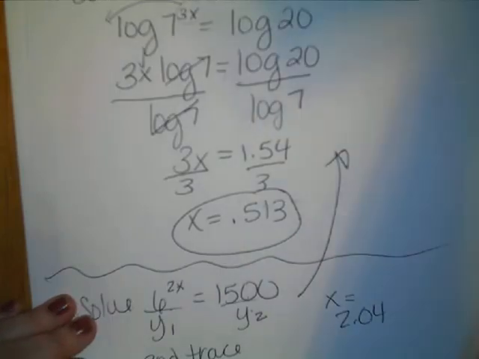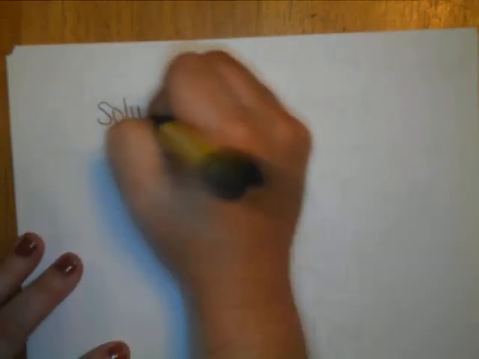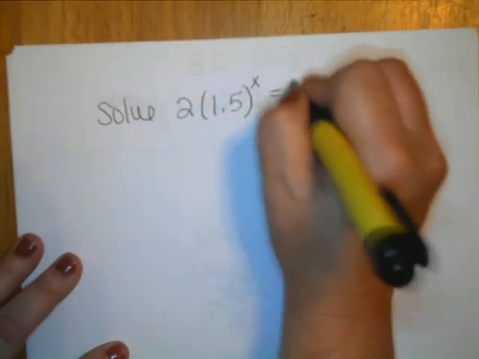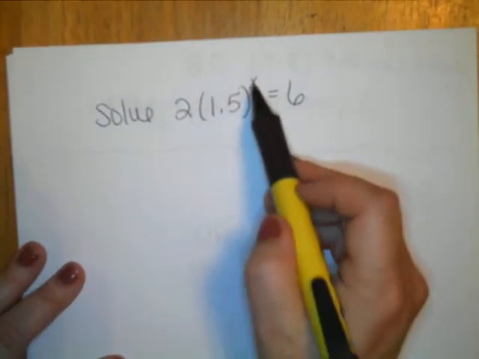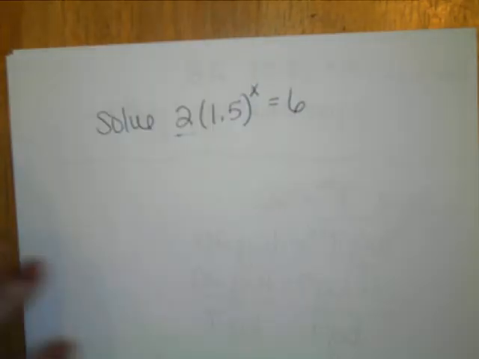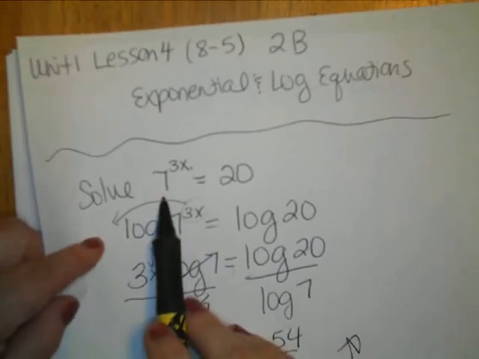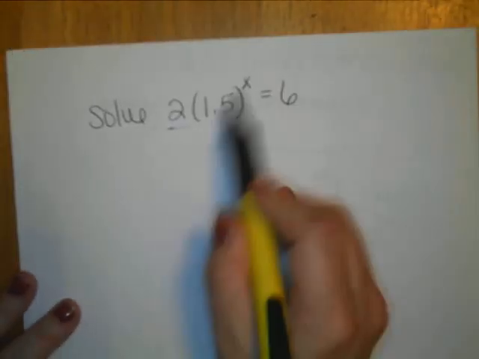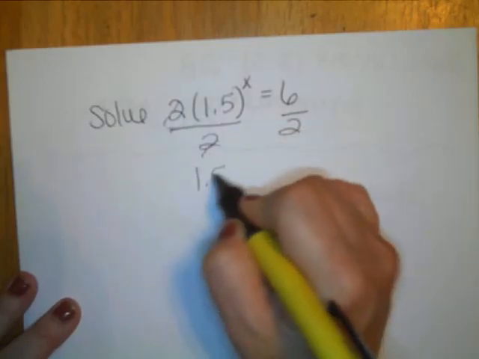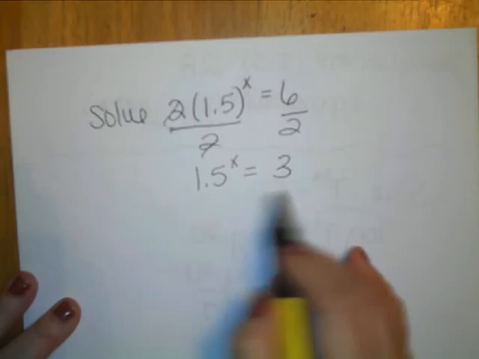All right, let's do another example. Solve 2 times 1.5 to the x equals 6. First of all, I can't say take the log of both sides if I have something hanging out here. Notice before I got to take the log of both sides because all I had was a base and an exponent. I have to just have a base and an exponent. So the first thing I do is I get rid of this 2. I can divide it. Now I have a base and an exponent. I get to take the log of both sides.